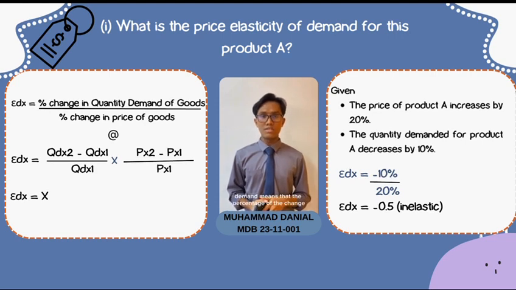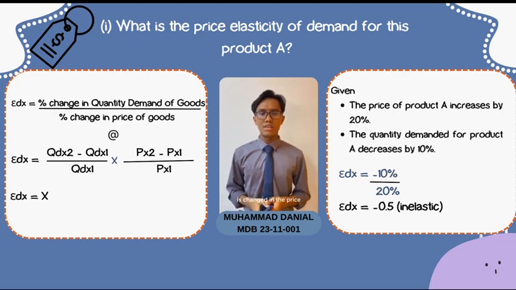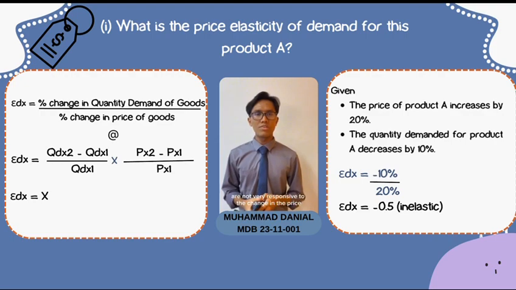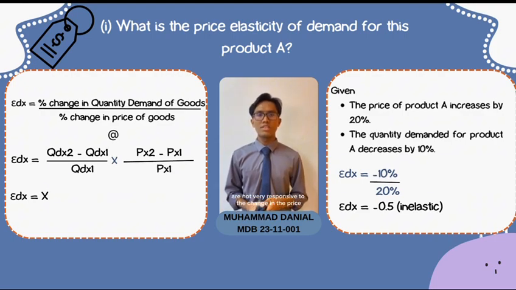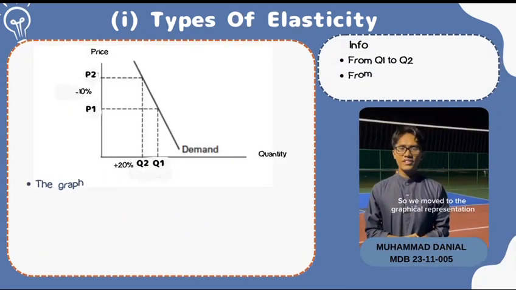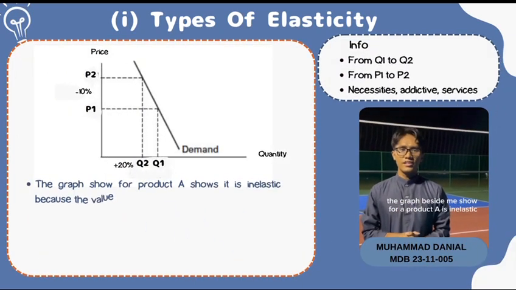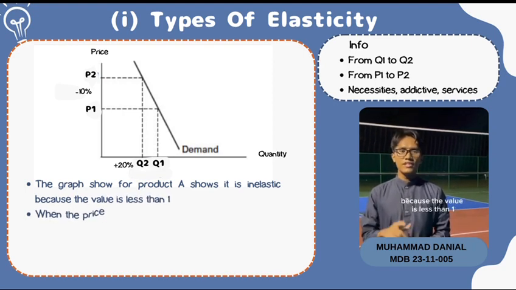Inelastic demand means that the percentage change in the quantity demand is less than the percentage change in the price. In other words, the consumers are not very responsive to the change in the price. So we move to the graphical representation. The graph beside me shows that product A is inelastic because the value is less than 1.